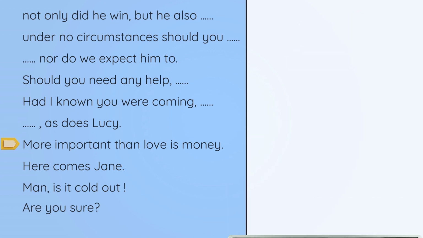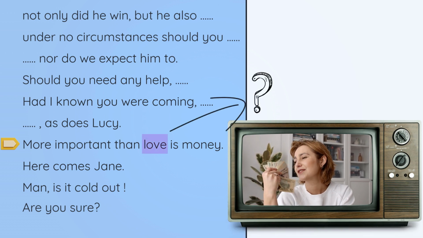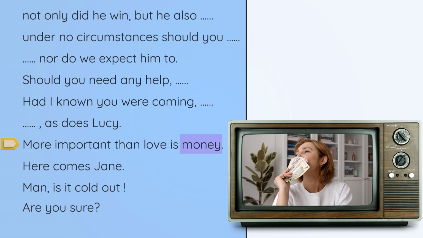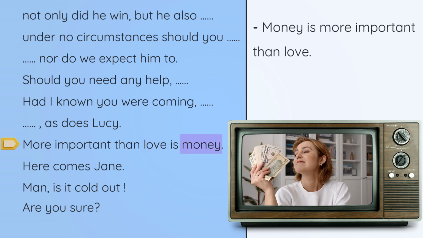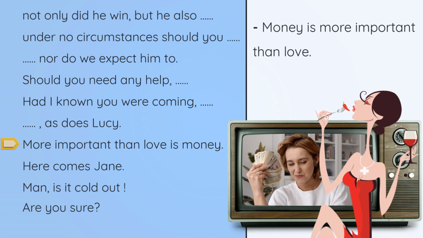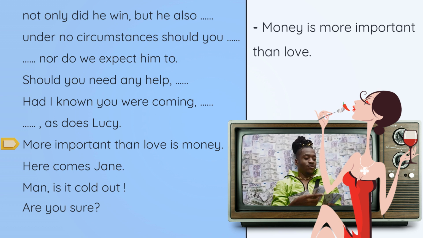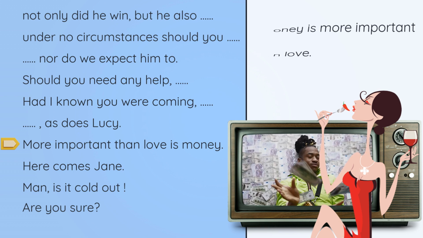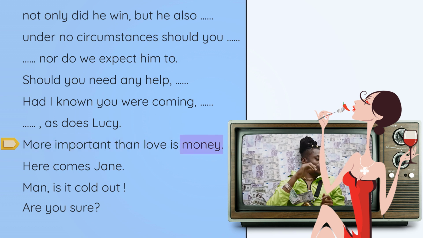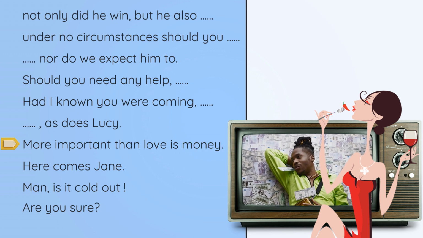"More important than love is money." Now you're thinking, well, isn't love the subject? No, money is the subject. Money is more important than love. But again, style. You want to have it a little bit different. Different structure to impress the reader. To make it a little bit different, you start with a comparative, and then the verb, and then the subject. Okay? Because then love, this is an object in this situation.